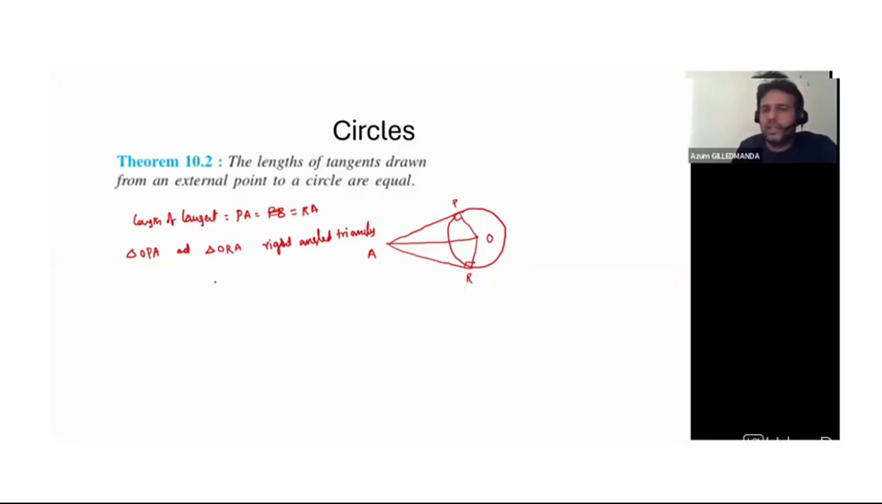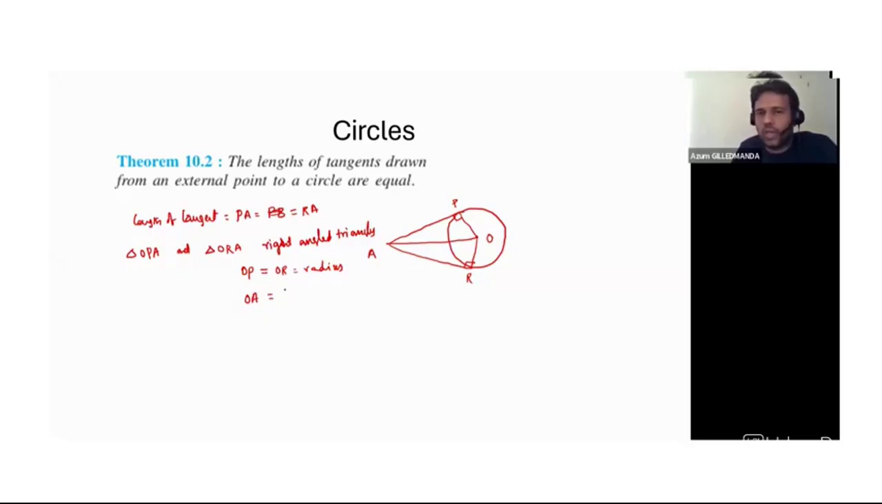That's one thing. And the other thing is, I can also say OP is equal to OR, that is nothing but the radius of the circle, correct? OP is the radius, OR is the radius. So those two are equal. Good. And what else is equal here? OA is a common side for both the triangles.